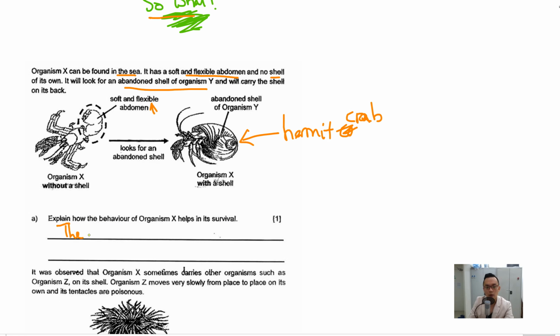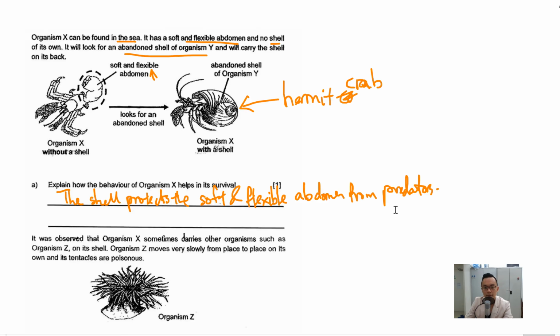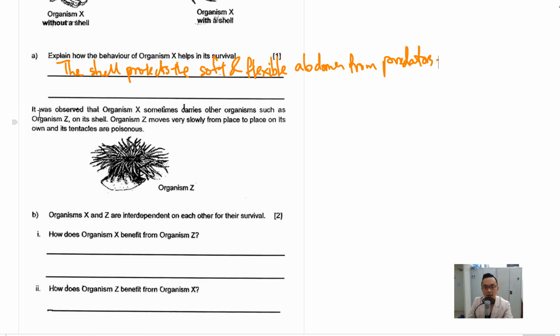So the shell protects the soft and flexible abdomen from who? From you, from me, from predators. Okay, so the shell protects the soft and flexible abdomen from predators so that it will not eat the hermit crab. So it was observed that organism X sometimes carries other organisms such as organism Z on its shell.